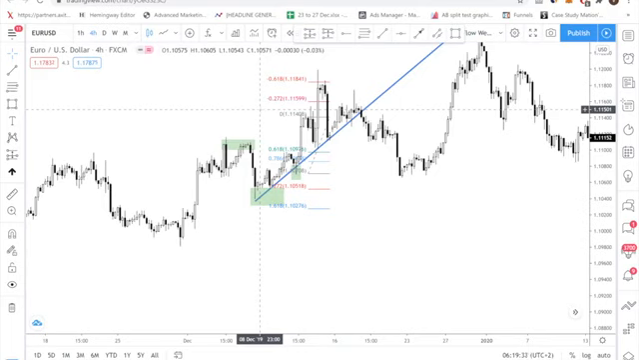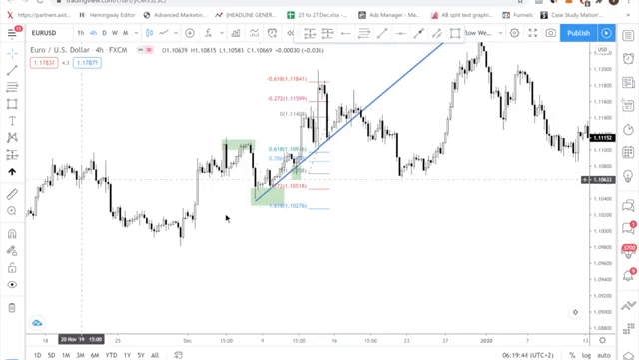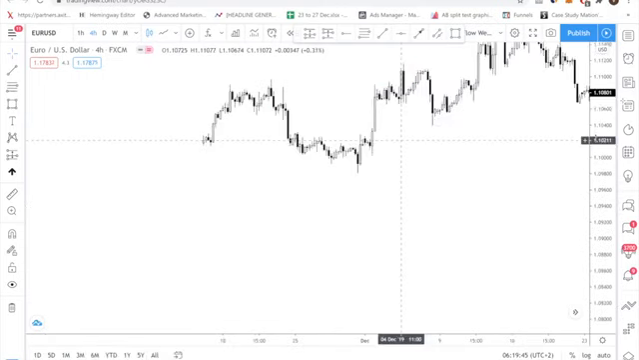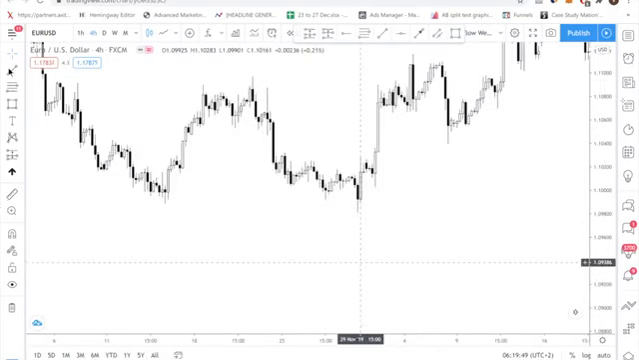Now I want to show you the opposite. How do you trade the break of the trend line? It means the opposite, because your trend line can be broken. Over here I have an example for you. Same thing, step number one, draw a trend line.